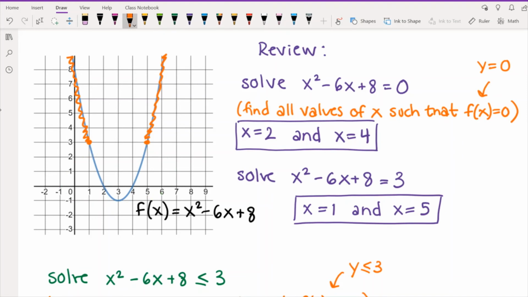Might be helpful when you do this, by the way, I didn't do this, but to draw a line at whatever height you're talking about, right? This is our height of 3. We're looking for what lies above and below that line.